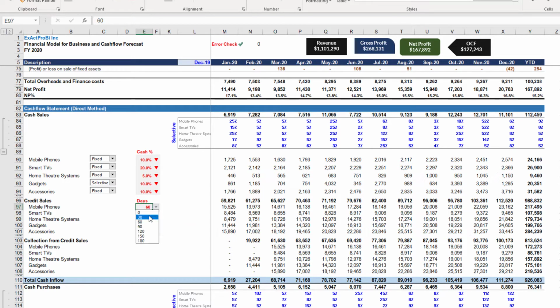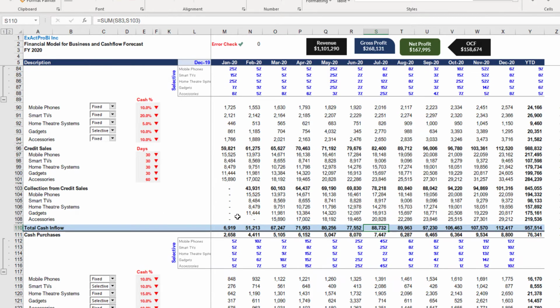So let's make this 30 for the sake of simplicity, like this. So for January, we have only cash sales as our total cash inflow, but from February, we have collection coming in from the credit we have given. So that will be cash sales plus the collection. So 51, 213 and so on.